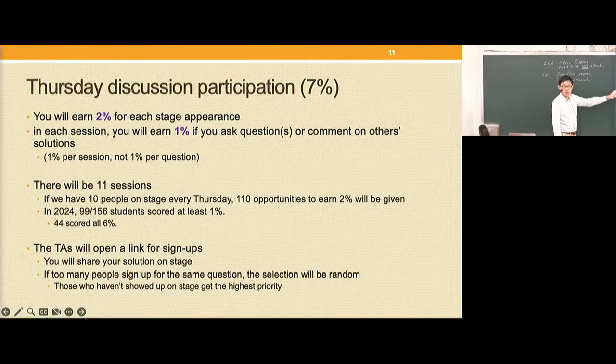Any question regarding this rule? 2 points for each solution, each time you come up on the stage. 1 for asking questions. Any comment or any question? So I asked the TAs to, yeah, please. Yeah. So of course, yeah, that's a very good question. Maybe I should give you 1 point. No. Starting next week.